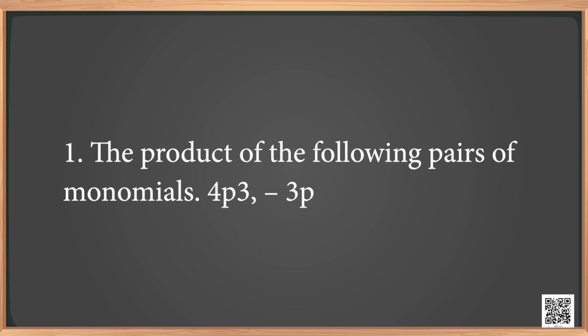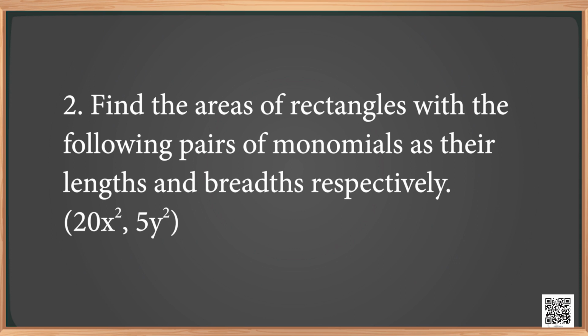Now find yourself the product of the following pairs of monomials: 4p cube and minus 3p. Second problem, find the area of the rectangle with the following pairs of monomials as their length and breadth respectively: 20x square and 5y square.